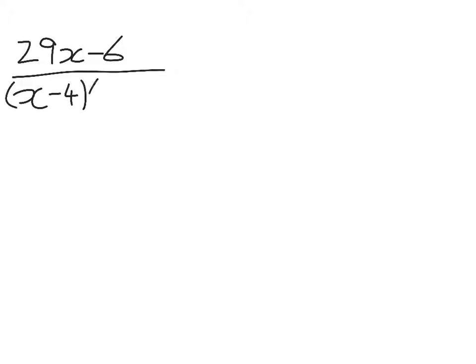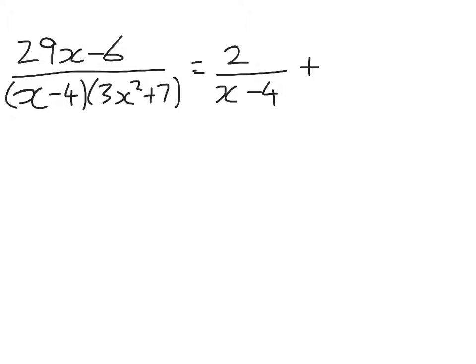Okay, so going right back to the start, we've got 29x minus 6 over x minus 4 times 3x squared plus 7. And now we just pop in our a. A was 2. 2 over x minus 4 plus b was, what was b? Negative 6. Negative 6x, and c was 5. So we could leave it like that.